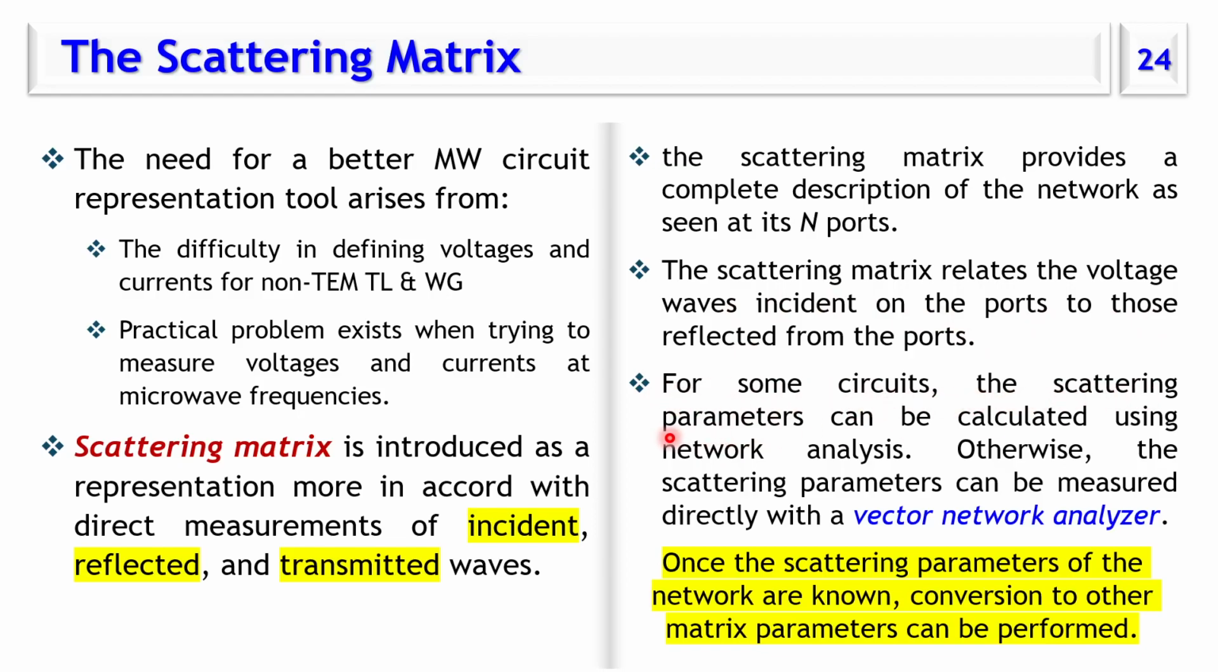For some circuits, the scattering parameters can be calculated using network analysis. Otherwise, and this is another reason why the scattering matrix is important, in other cases the scattering parameters can be measured using a vector network analyzer. By calculation or by measurement, once we have the scattering matrix, there is a known mechanism to convert to other matrices, so we can convert from the S matrix to the Z or Y matrix and vice versa.